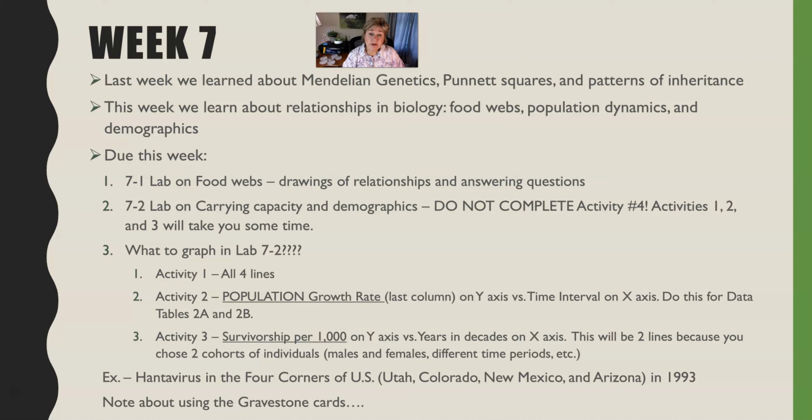So last week you learned all about Mendelian genetics, like dominant and recessive traits and how they're passed along into offspring. You did some Punnett squares, which is an organized way to sort gametes into new offspring. And so you saw what possible offspring were produced by different parents, and you learned about patterns of inheritance, different ways that we inherit traits. So it was all about genetics and inheritance.